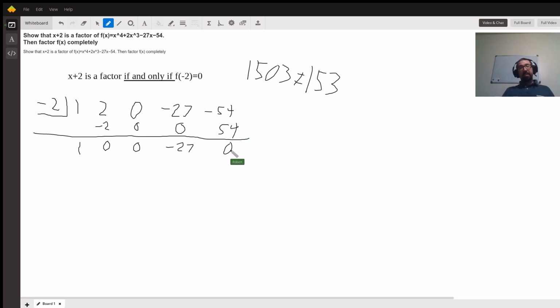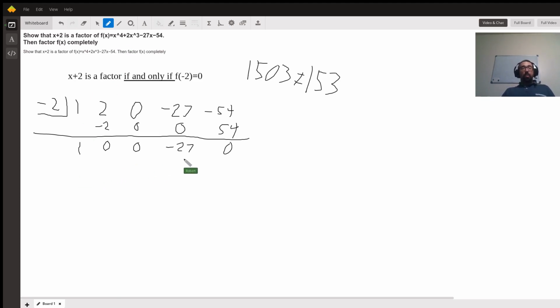This would be the remainder, and it's very important that this be 0. Otherwise, you did something wrong. Negative 2 doesn't go in evenly. So we're not done. But what this says is if you divide by x plus 2, you're left with x cubed, because we start 1 lower, plus 0x squared plus 0x minus 27. So now we need to divide again.